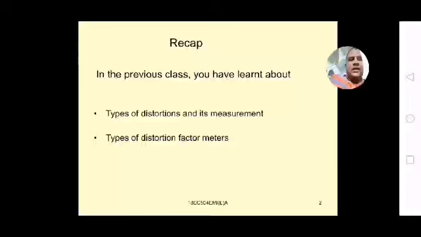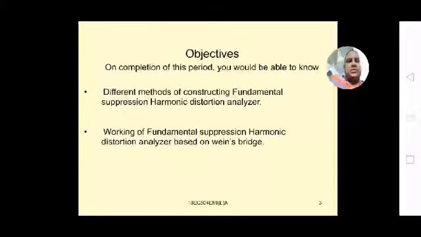So that is the criteria for today's class. We have to measure the distortion factor meter, or we are calling it the total harmonic distortion analyzer. On completion of this period, you will be able to know the different methods of constructing the fundamental suppression harmonic distortion analyzer, and the working of the fundamental suppression harmonic distortion analyzer based on Wien bridge.